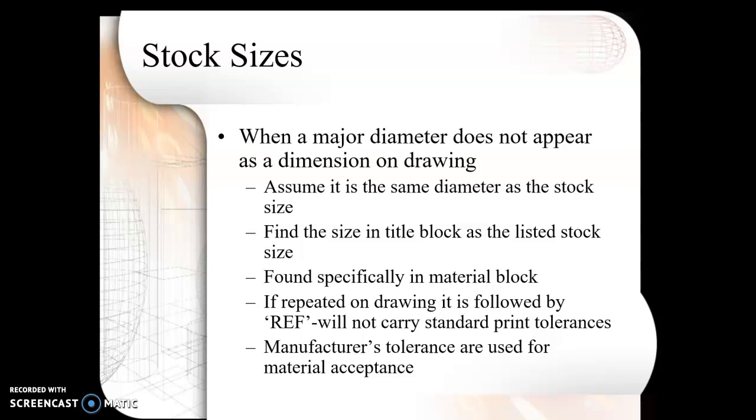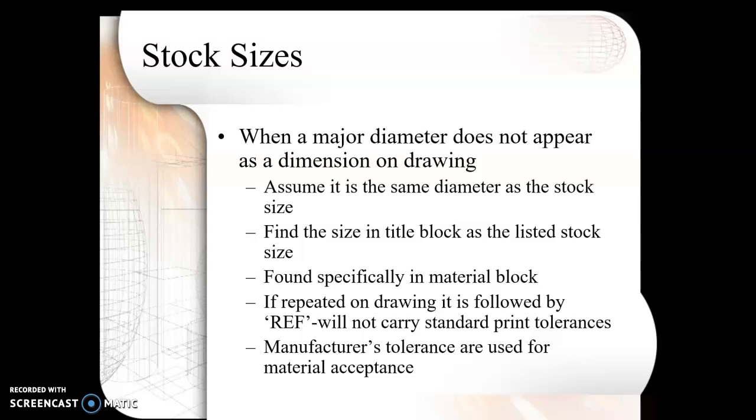Sometimes it may appear when you're looking at a drawing that it might be missing a dimension, or it may seem like you can't find a particular dimension, and that might be because the dimension is implied by the stock material that the part is made out of.